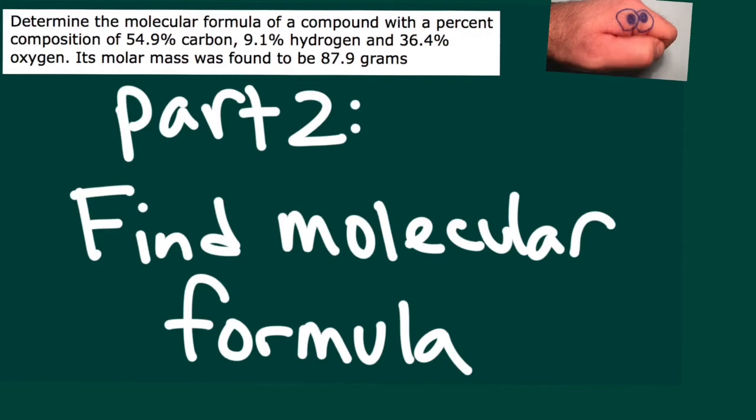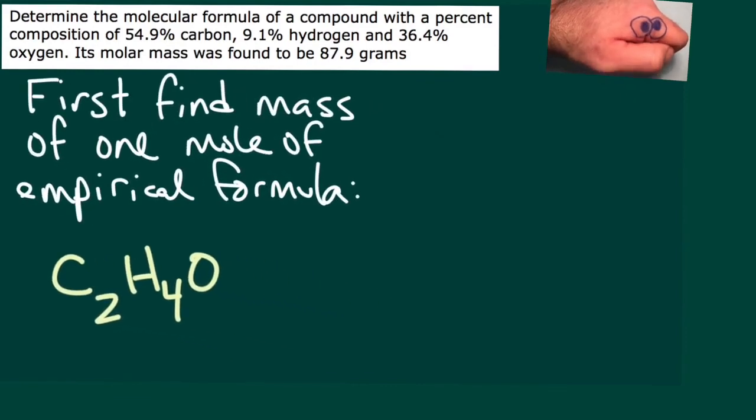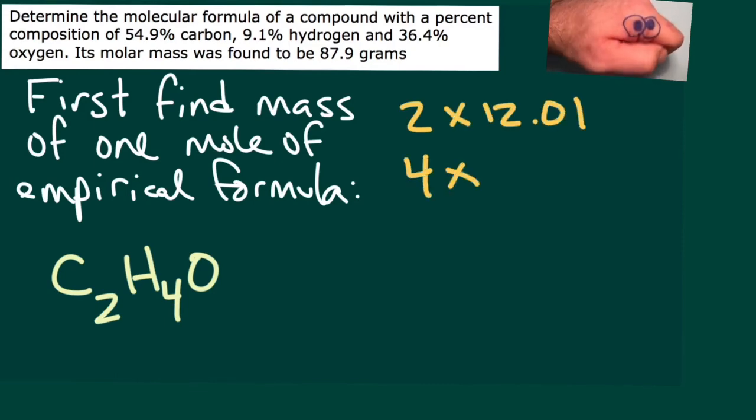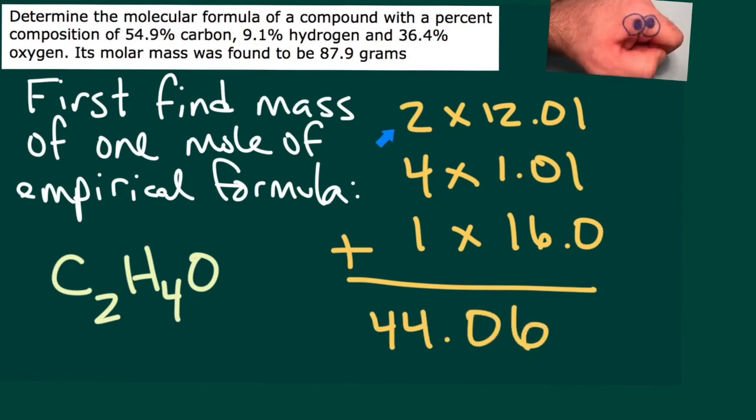So for part 2, we need to find the molecular formula using the information we just got from the empirical formula calculations. So first, we need to find the mass of 1 mole of the empirical formula. And we do that by taking the number of atoms of each element and multiplying that number for each element by the atomic mass from the periodic table. So 2 times 12.01 for carbon, 4 times 1.01 for hydrogen, and 1 times 16 for oxygen. When we add it up, we get 44.06 grams per mole for the empirical formula.